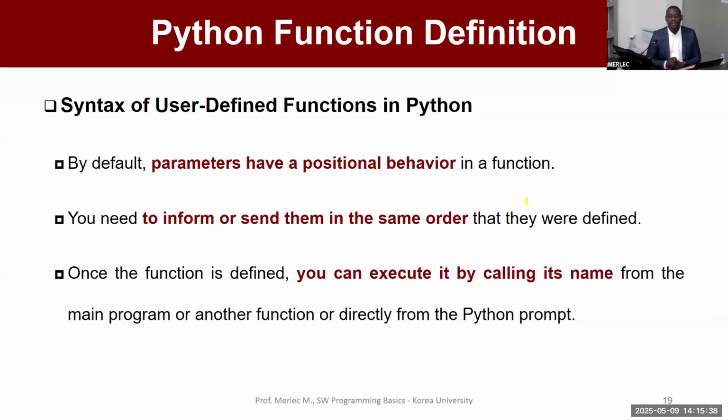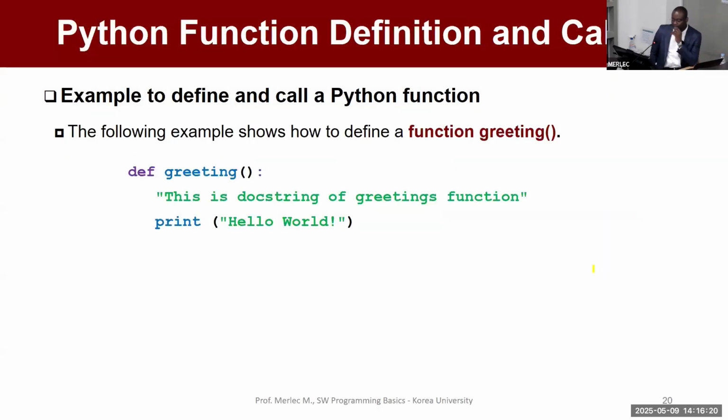For the definition of the function by the user, remember that by default, parameters that are provided in parentheses have positional behavior in the function. So be informed that you have to send them in the same order as they have been defined in the function. Once the function is defined, you can also call or invoke the function by using its name, and then the function will perform the logic which has been implemented inside the function, and then it will return the result if that has been defined. So here is an example that shows how we can define and call a function.